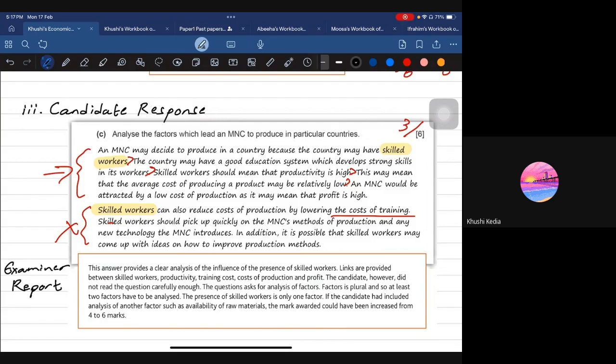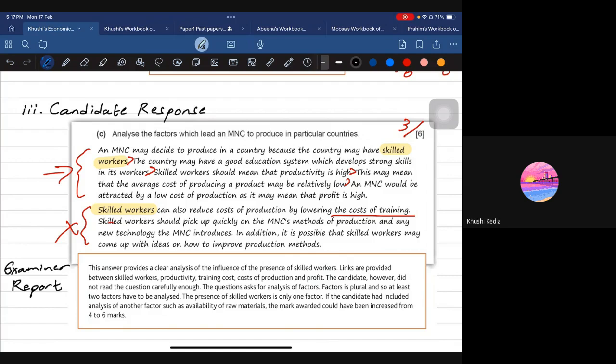I can show you in the candidate examples as well that students have given 3 points, but that doesn't change the fact that if your 2 points are good enough with good chains, you are also going to get 6 out of 6. There's no problem with that. I don't see an issue in that. So, read the examiner report, what does he say.